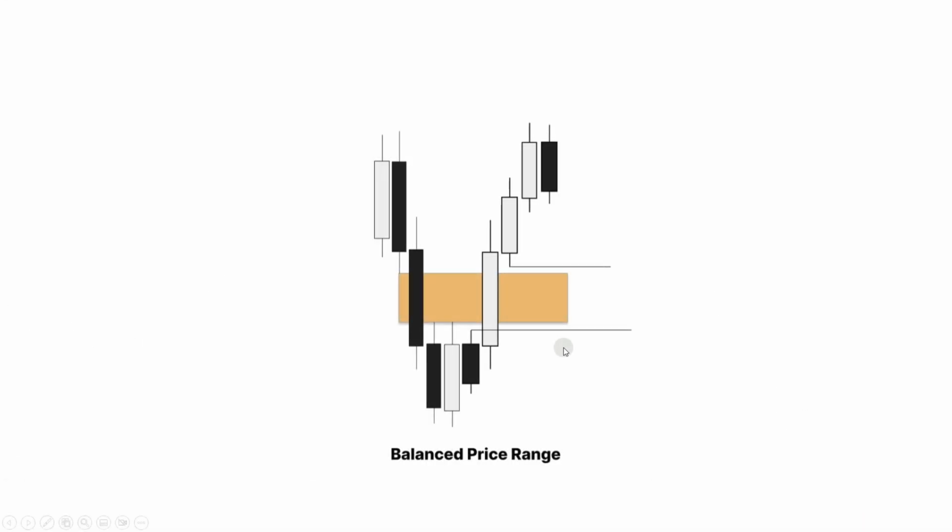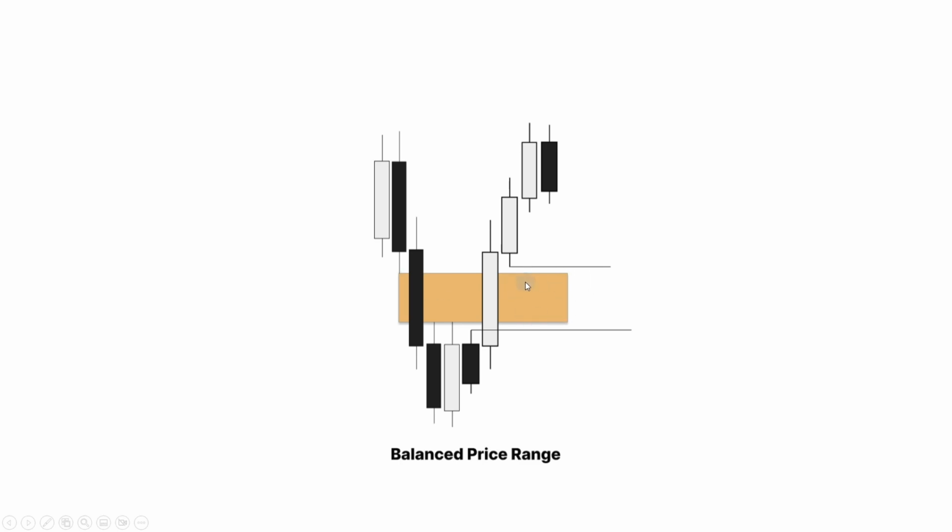Let us talk about balanced price ranges. A balanced price range occurs when you have a SIBI, but it is complemented here with a BISI. So you have a SIBI here and you have a BISI here. The SIBI is denoted by this yellow box and the BISI with these two lines, right? This has a clear, efficient delivery of price.